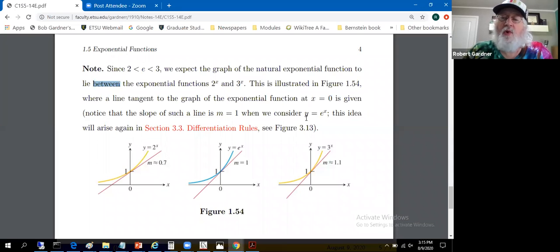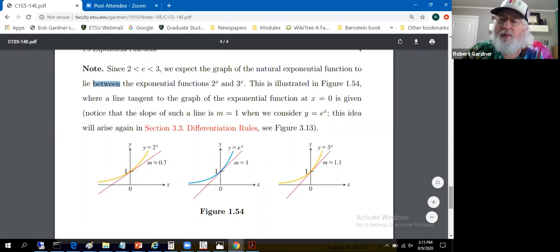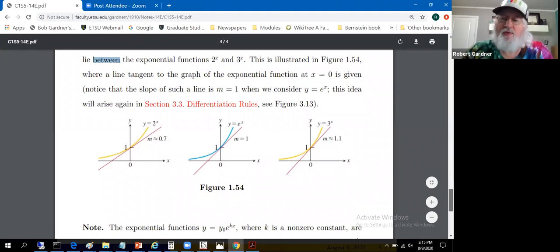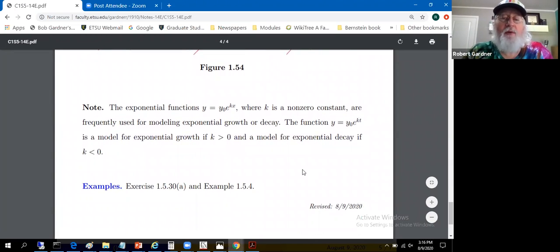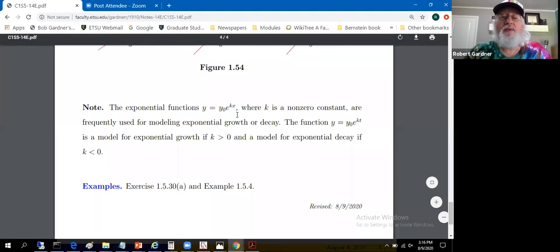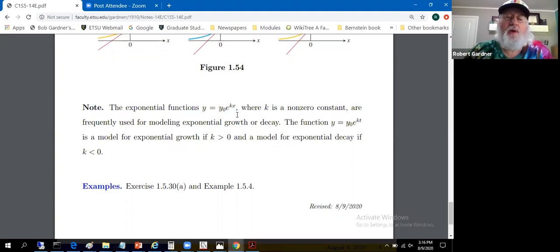We'll see this a little bit more when we consider the exponential function and differentiation in section 3.3, and we will do that in calculus 1. So the naturalness is related somehow or other to slopes of tangent lines. There's computational ease when you do things with a natural exponential function or a natural log function that isn't there with other bases of exponentials and logs. So quite often when we consider exponential functions, we'll consider natural exponential functions. Exponential functions y equals y sub 0 e to the kx, where k is a non-zero constant, are frequently used for modeling exponential growth and exponential decay.